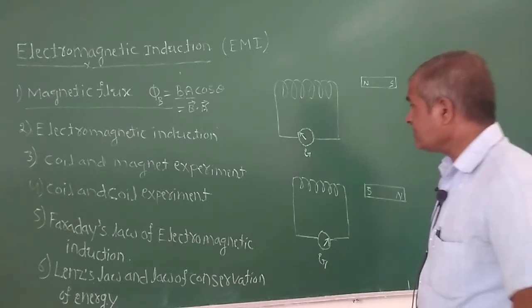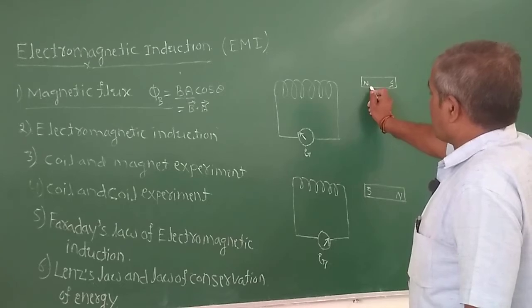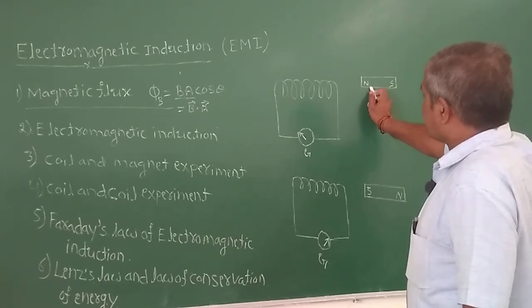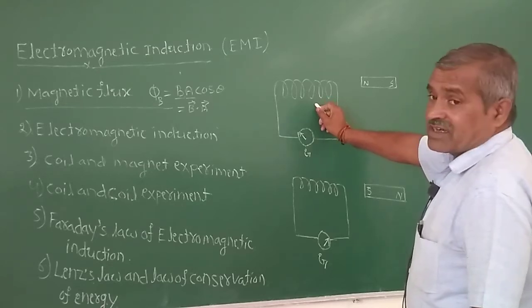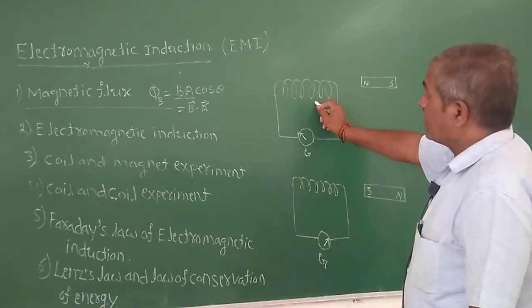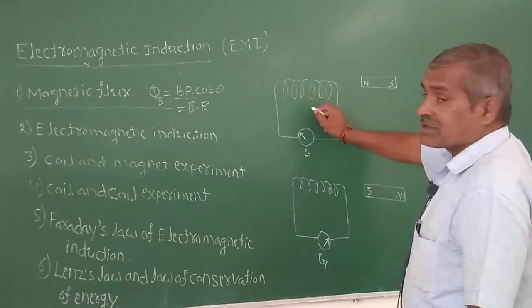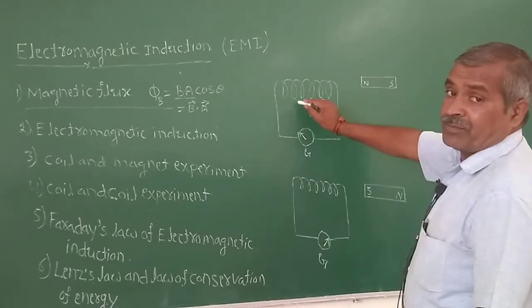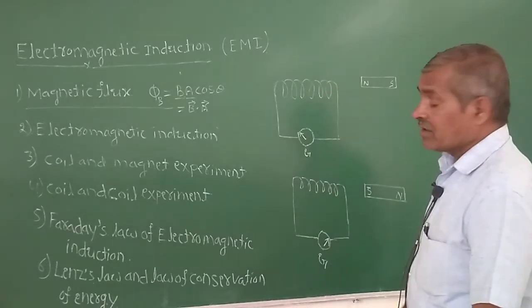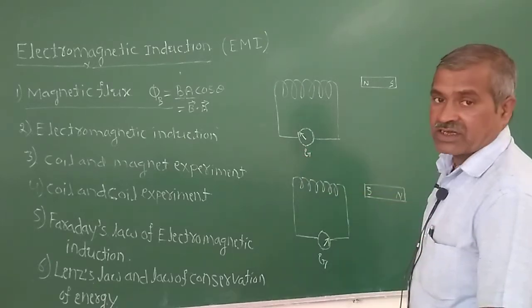Clear? See this one. When this north pole of the magnet is suddenly brought nearer to this coil, the magnetic flux linked with this coil changes, and therefore EMF is induced in this coil. So the induced current is set up in the coil. Therefore, the galvanometer shows deflection.